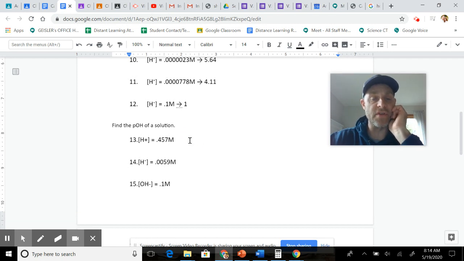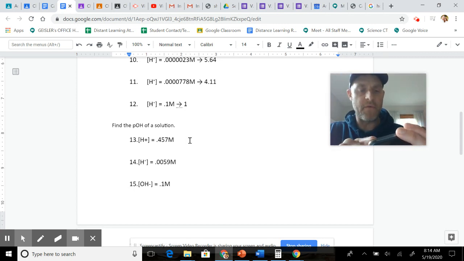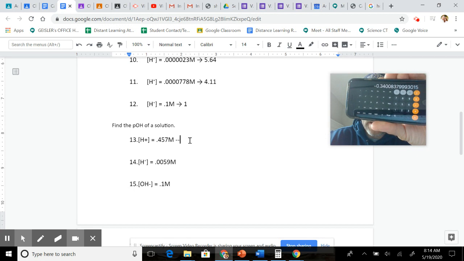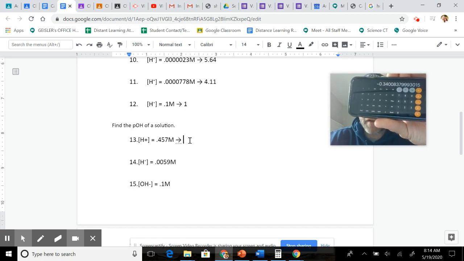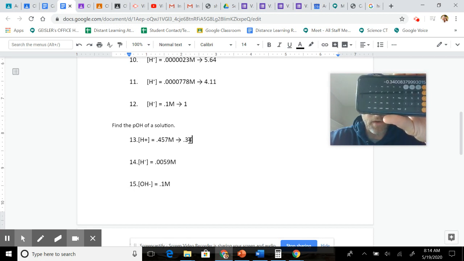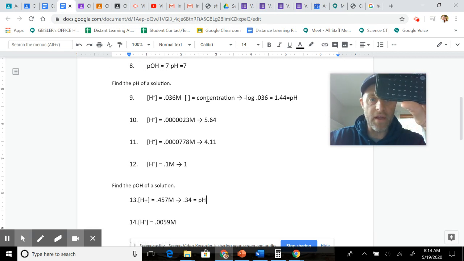Concentration of H plus is 0.457. So again, I can do that. Here we go. In my calculator, I can't do it backwards. 0.457 log 10. There it is. So what did I get? I got a negative, but remember I have to flip that negative, so it's 0.34. That's the pH. Just like we did up here, we calculated the pH.